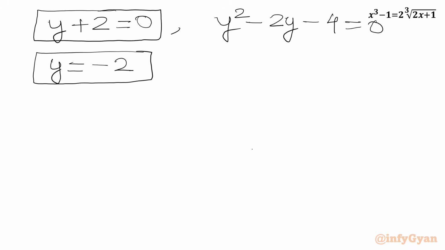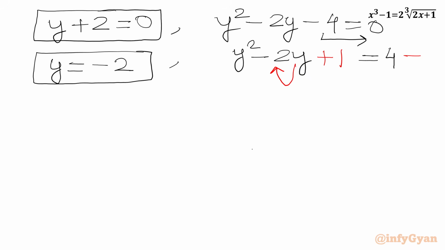I will be solving using the completing the square method. I will take minus 4 to the RHS. So y square minus 2y will be in the LHS, and we will write plus 4 in RHS. Now the coefficient of y is minus 2. Half of minus 2 is minus 1. Square of minus 1 is plus 1. We will add 1 to both sides. Now LHS will give us one perfect square of y minus 1. And in RHS we have 5.